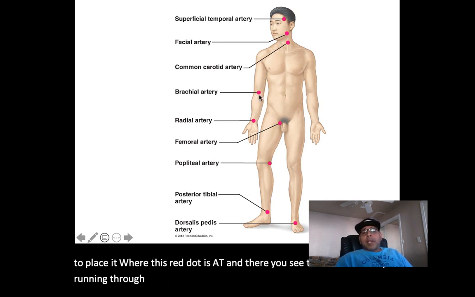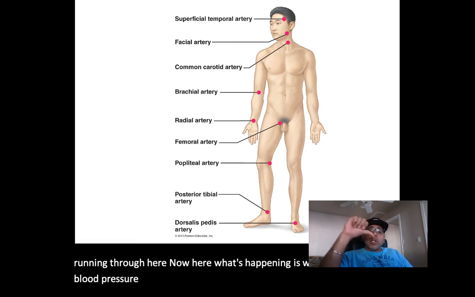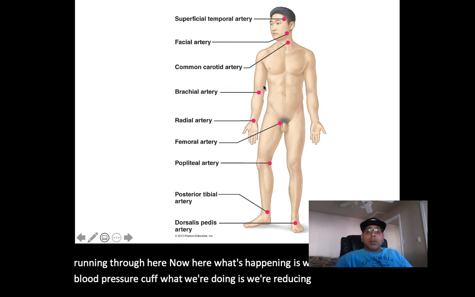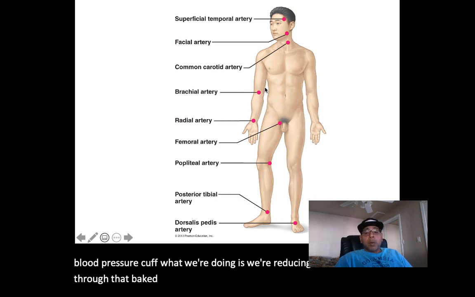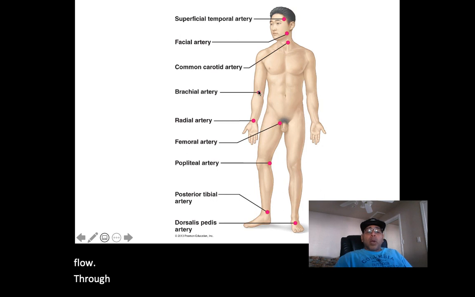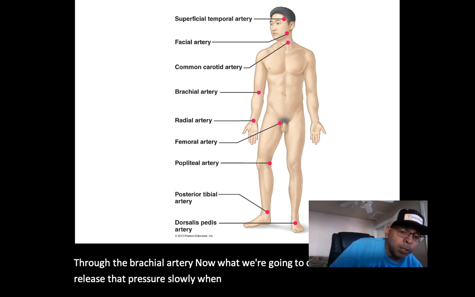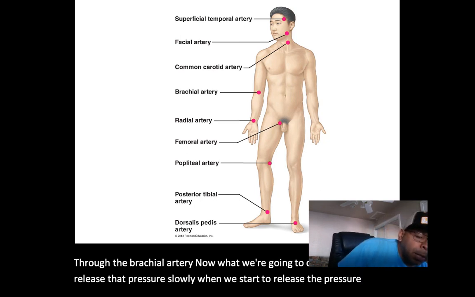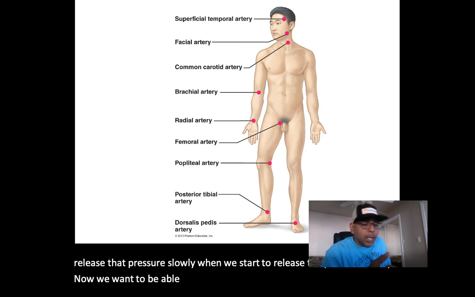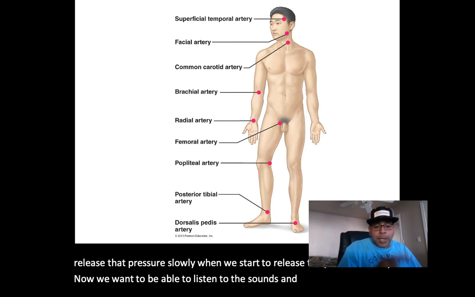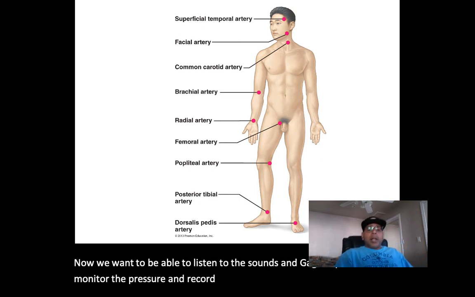Now here what's happening is when we inflate the blood pressure cuff, we're reducing the flow of blood through that brachial artery. Okay, we're basically reducing that blood flow through the brachial artery. Now when we release that pressure slowly, we want to be able to listen to the sounds, gauge the pressure, monitor it and record that pressure.